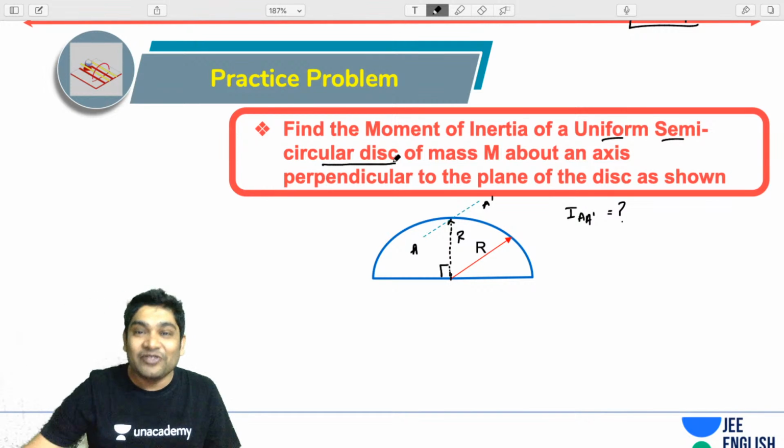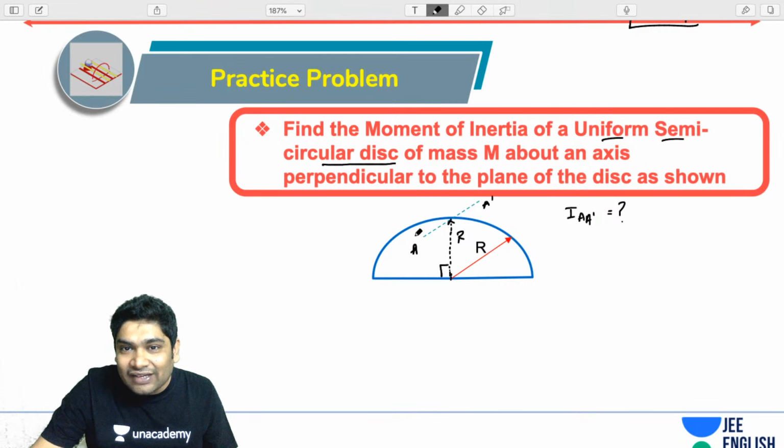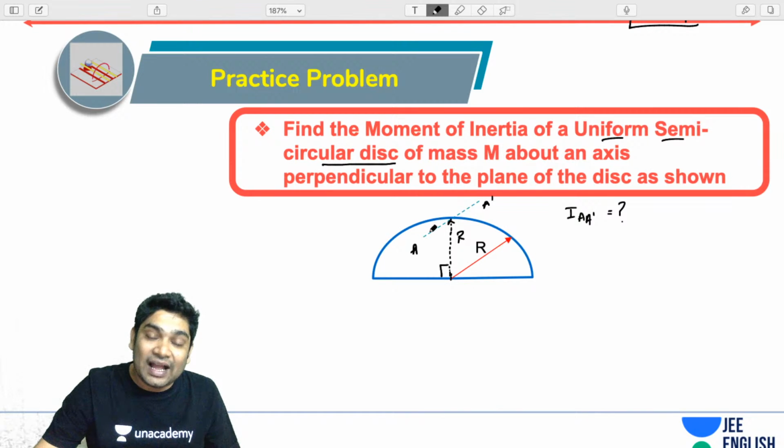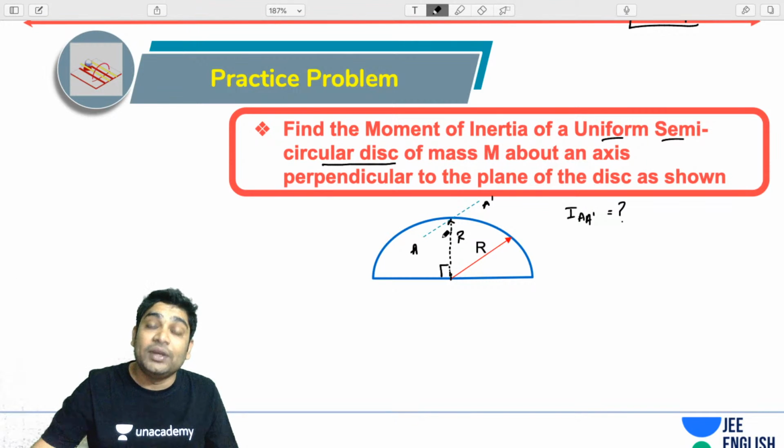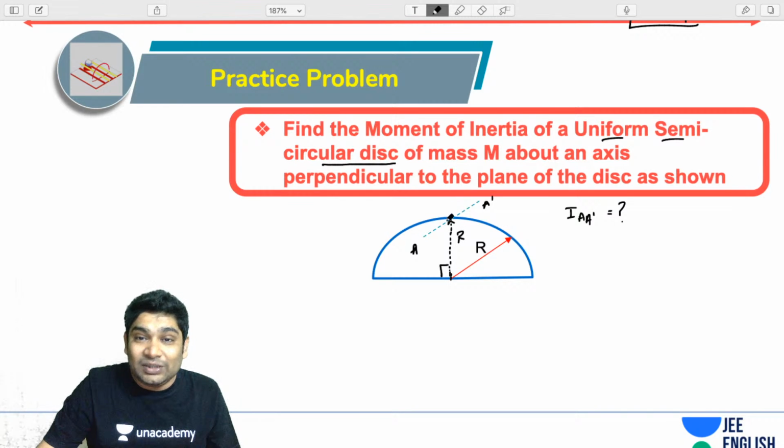So first, what do we need? Whenever I have a random axis, I want to know the moment of inertia about an axis which is either perpendicular to this. I could have used the perpendicular axis theorem also here. Why? Because this is a 2D body. I could have also used the parallel axis theorem. So do I know the moment of inertia about this axis? Maybe. How about this axis? I'll have to calculate. How about the axis parallel to this? Yes. So I think it's easier if I use the parallel axis theorem.